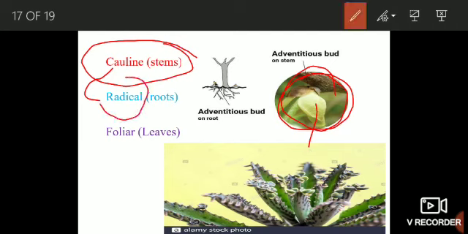And you have one more type of these adventitious buds which are known as radical buds, and radical buds arise from the roots. Here you can see a root, and this root gives rise to an adventitious bud which is known as a radical bud. These adventitious buds can also originate from the leaves. At that time they are known as foliar buds, and the best example is that of Kalanchoe. Here you can see at the margins of its leaves a number of buds, and these buds later on give rise to new plants.